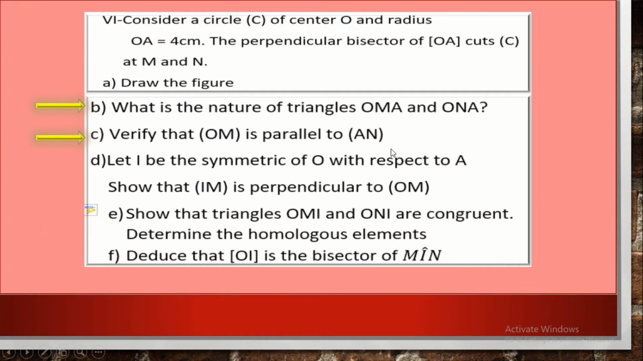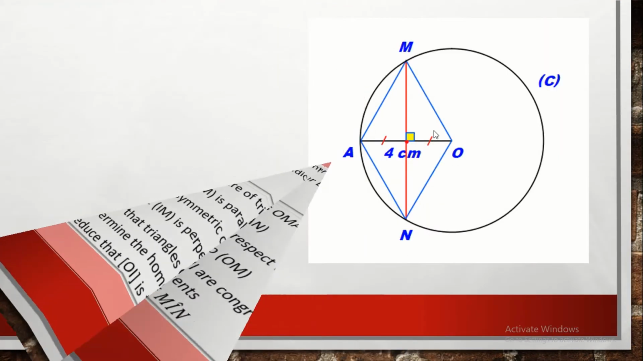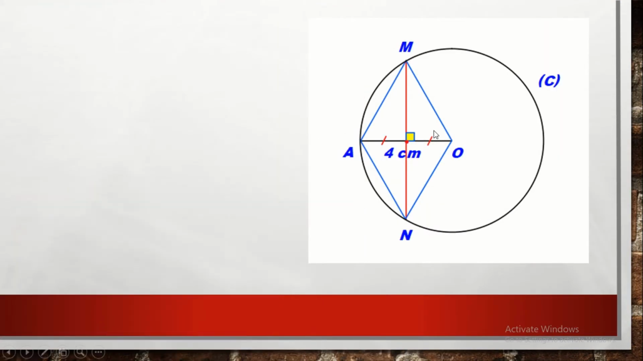Now as you see, what's the nature of the triangles OMA and ONA? Then verify that OM is parallel to AN, and this is very important. Well, actually before reading our questions, we should have analyzed the given. What about analyzing the given? We have perpendicular bisector, then we have exactly equidistant. Can't we say that MA equals MO, equidistant? Something else. What about points on a circle?